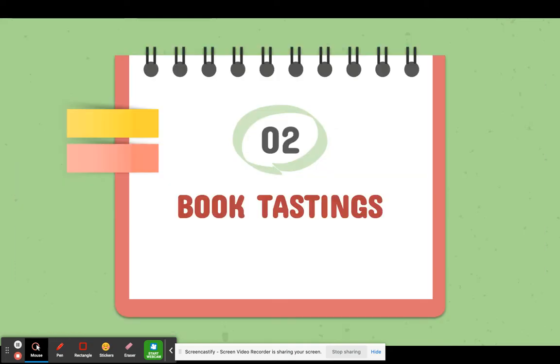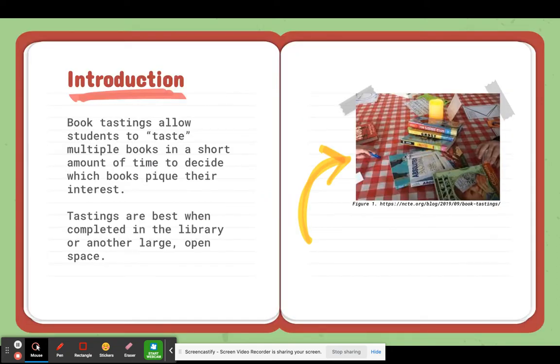Okay, next up, second strategy, book tastings. Very similar to book talks, as you're going to see, but flipped a little bit where the students are able to interact with the book in a more tangible way. So, book tastings are kind of what they sound like. It's where students are able to quote unquote taste multiple books in a short amount of time in the hopes that one of those books or multiple of the books that they interact with are going to pique their interest.